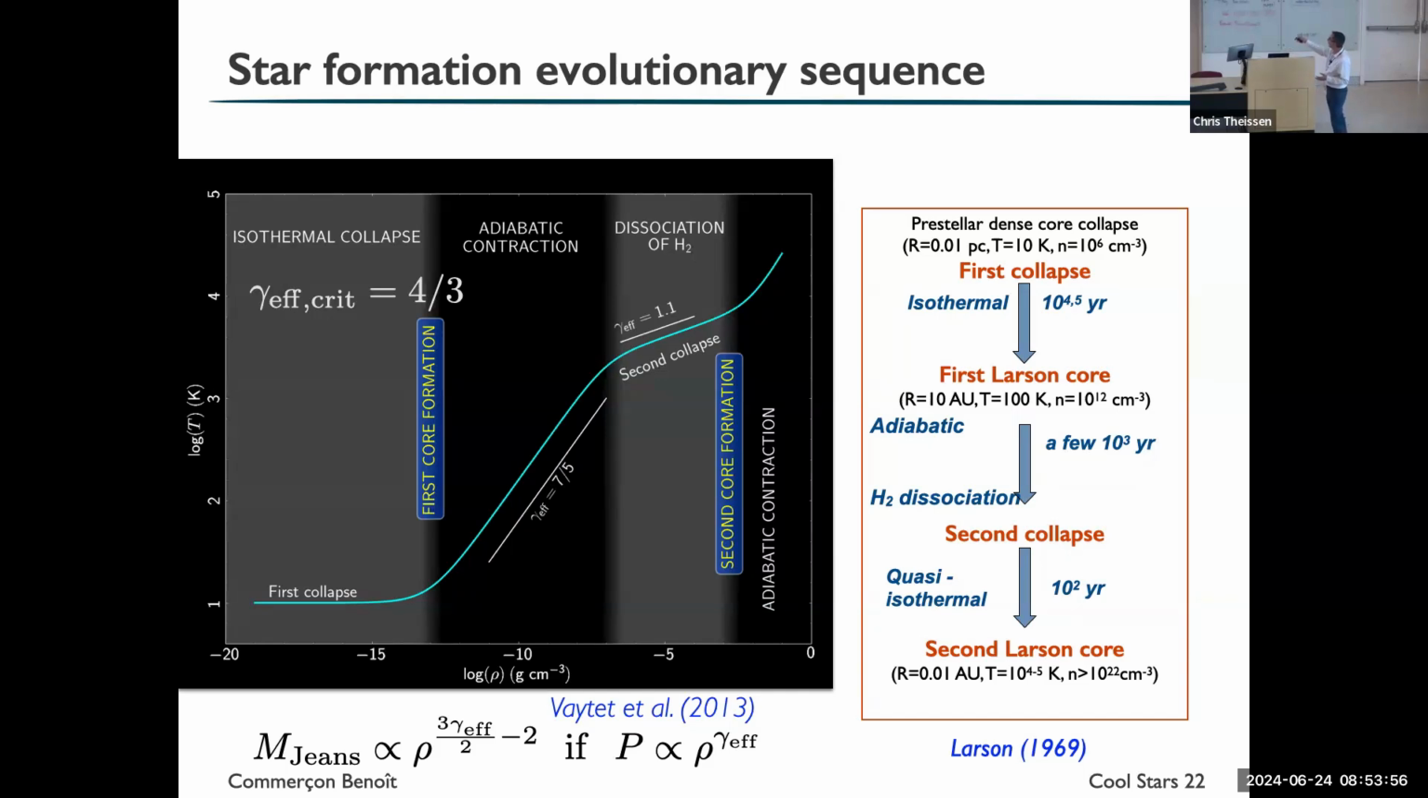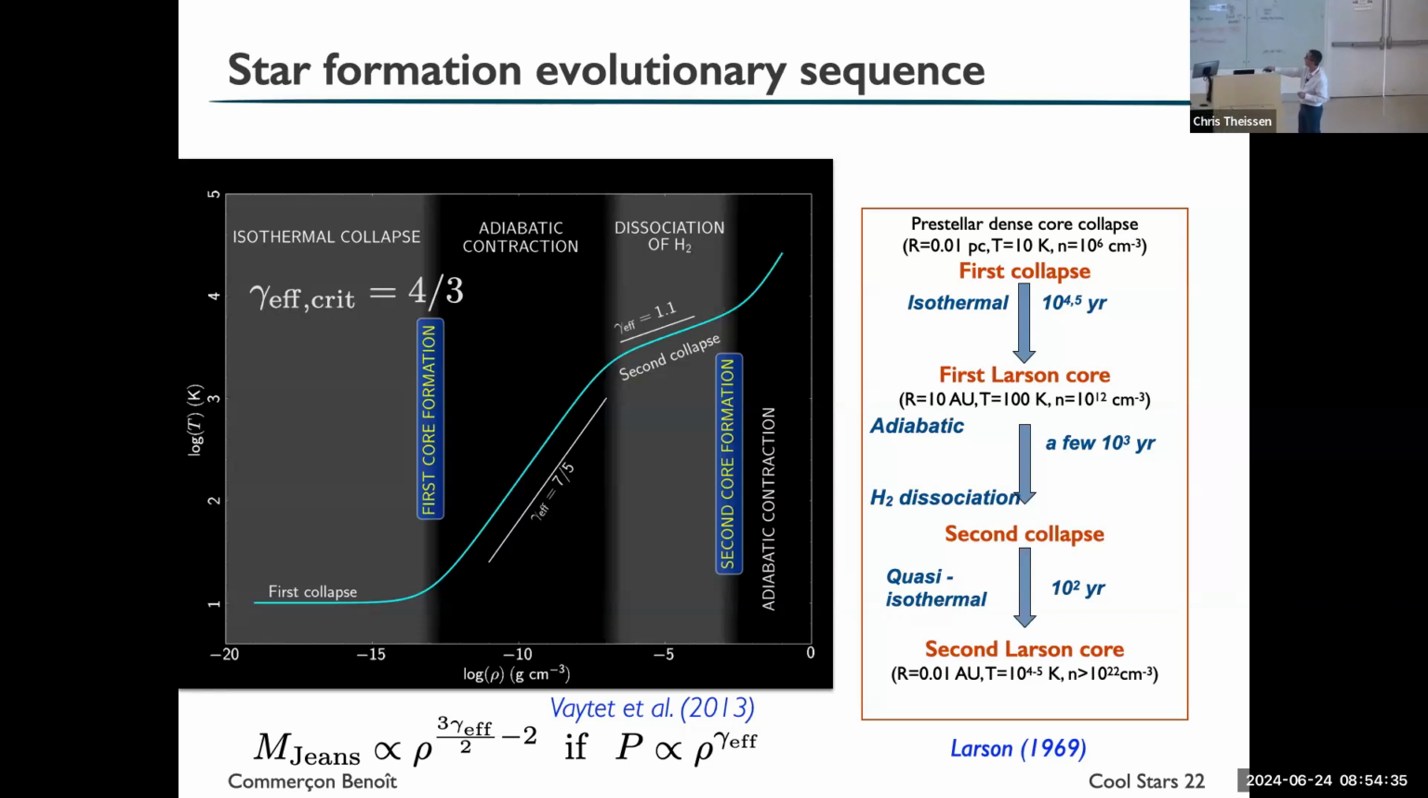So we form what we call the first Larson core, which is the first hydrostatic object that is formed. It has a size of about 5 to 10 AU. This first Larson core will accrete material, so its temperature will increase until it reaches a temperature of 2000 K at its center. And at 2000 K, H2 dissociation starts. H2 dissociation is an endothermic reaction, so it will take energy to break the H2 molecule. And we will recover a quasi-isothermal behavior, which will enable a second collapse to proceed down to stellar density, where we form what we call the second Larson core, which is in fact the protostar.